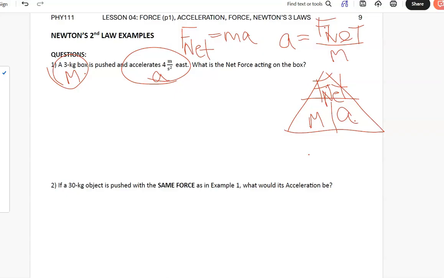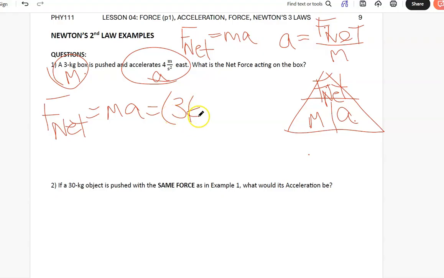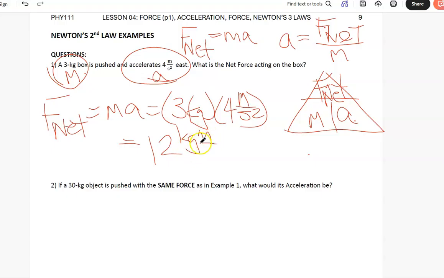All right, so if we plug this in, our net force equals m times a. That's equal to 3 kilograms times 4 meters per second squared. I know we didn't include our direction. We can at the end. We get 12 kilogram meters per second squared, but we don't have to do that. We know that is equivalent to 12 newtons, and remind ourselves that our direction is east, and that is our answer.